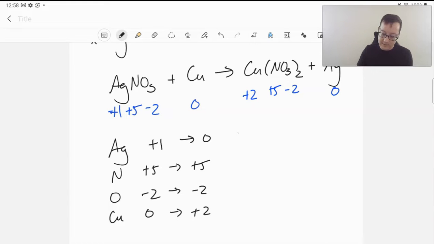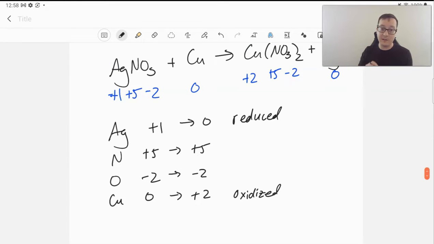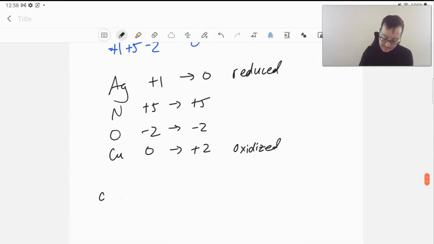So we see here silver has become more negative. We say that's reduced, right? Its number has gone down. We have reduced its oxidation state. And copper has therefore been oxidized. We can say, therefore, because silver is reduced, the reactant containing that silver is our oxidizing agent. And that's going to be our silver nitrate, the whole thing.